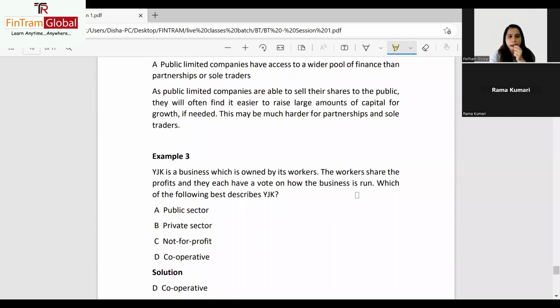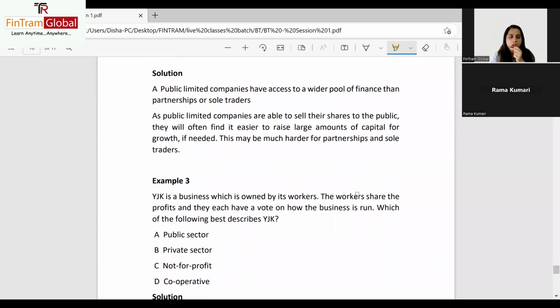All right, then we have example 3. YJK is a business which is owned by the workers, and these workers only are sharing profits, and they all have a vote on how this business is going to be running. So exactly what type of a business, or how would you describe YJK? Is it public sector, private? Is it a not-for-profit, or is it a cooperative?